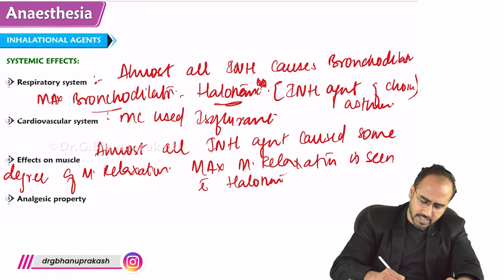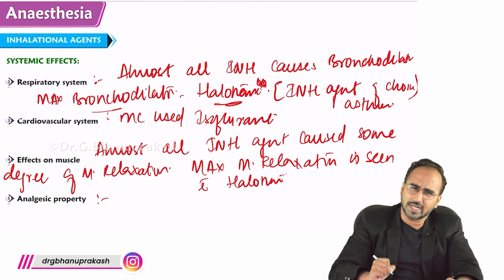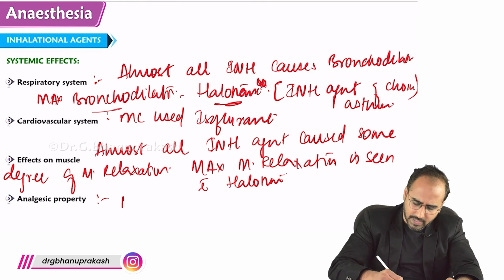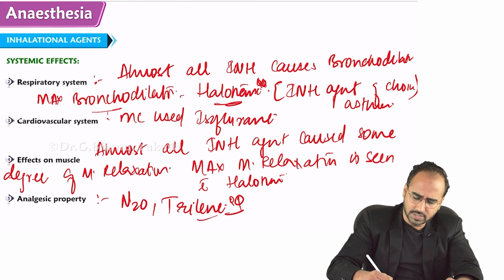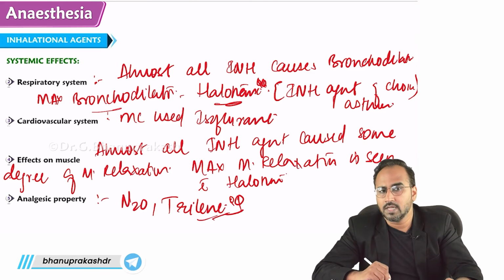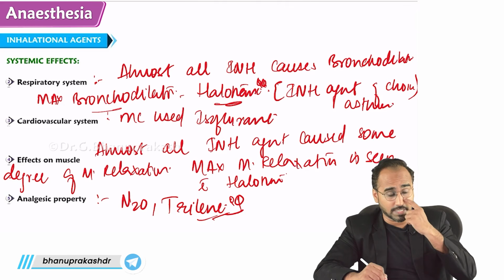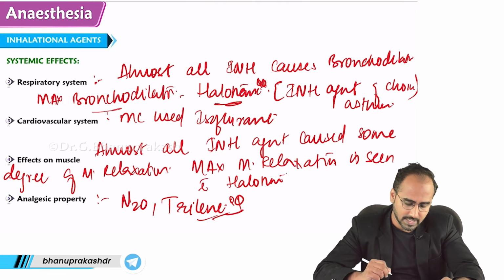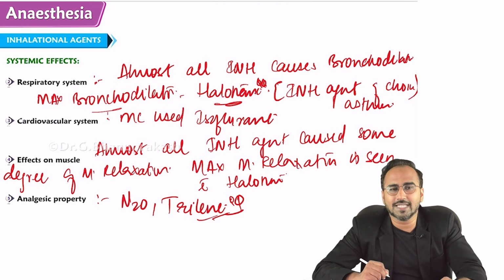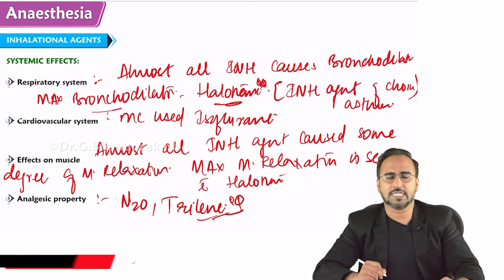Okay? Next is analgesic property. Only two inhalational agents have good analgesic property. What are those two? Nitrous and trilene. In that also, the inhalational agent producing maximum analgesia is trilene. So that's regarding the effects of inhalational agents on various systems.